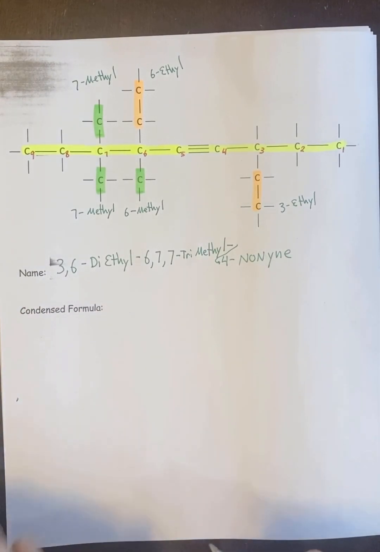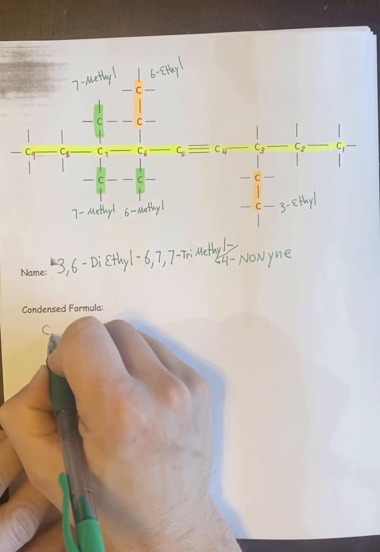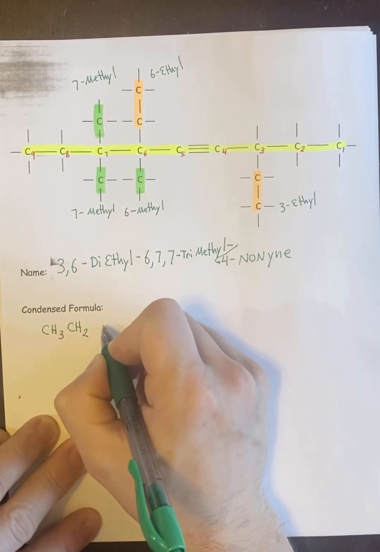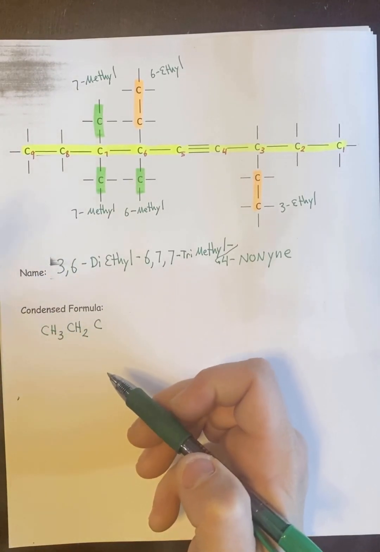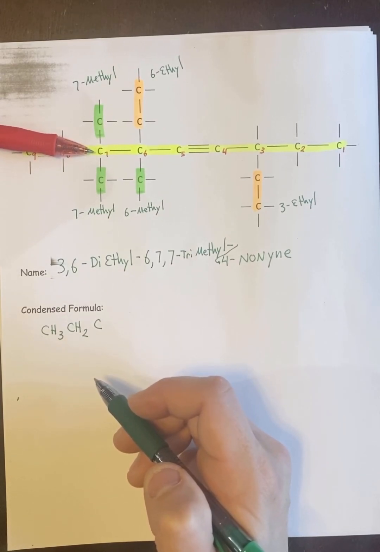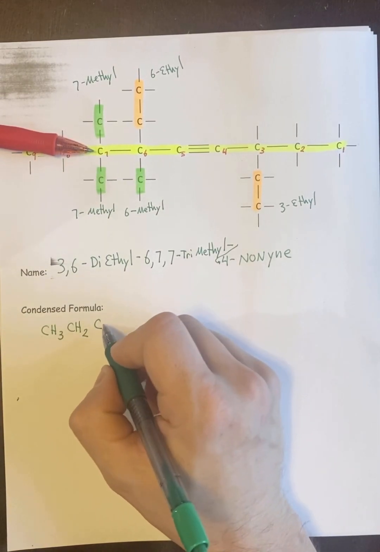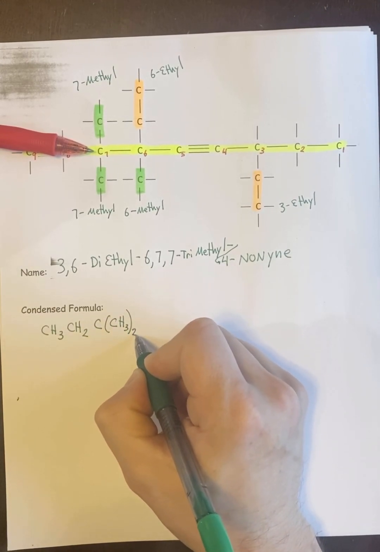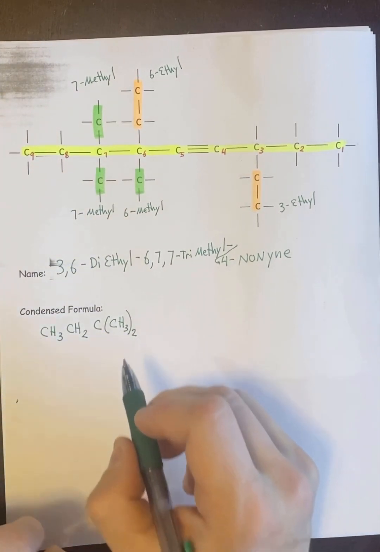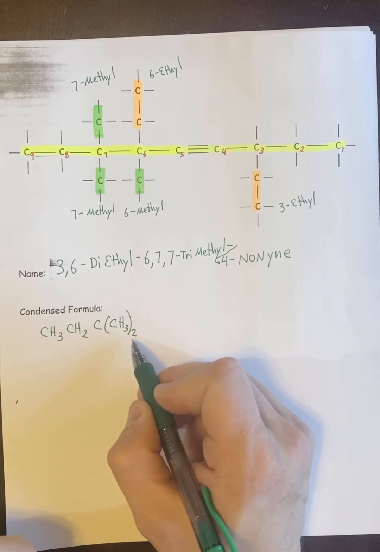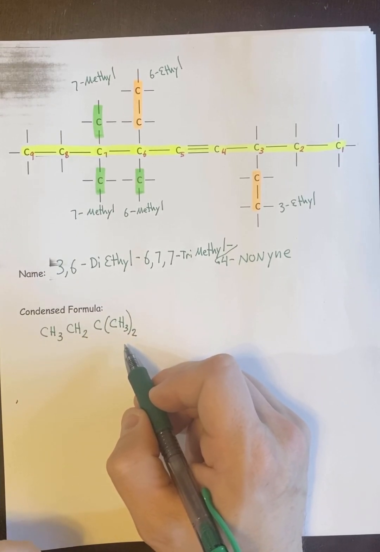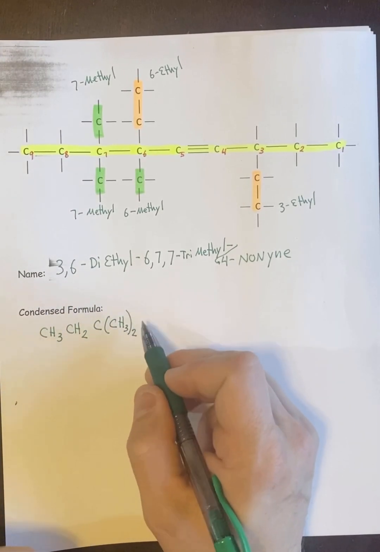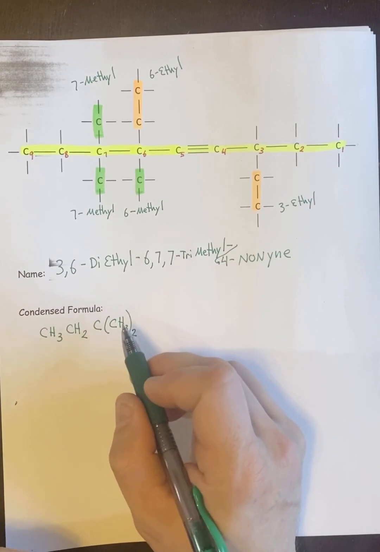And then the condensed structural is going to look like this. We're going to start with carbon 9, CH3, CH2. I just write a C because carbon 7 doesn't have any H's of its own. It only has branches. So I just write a C. Then I do a parentheses, CH3, close it, 2. So you can get away with this because the branches are the exact same, so you can put a 2 out. If you aren't comfortable doing that, then you could just write parentheses CH3, close the parentheses, a new parentheses, another CH3, close the parentheses. You'd have to write it twice.